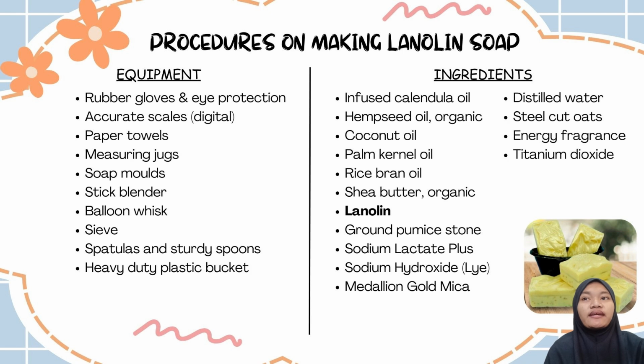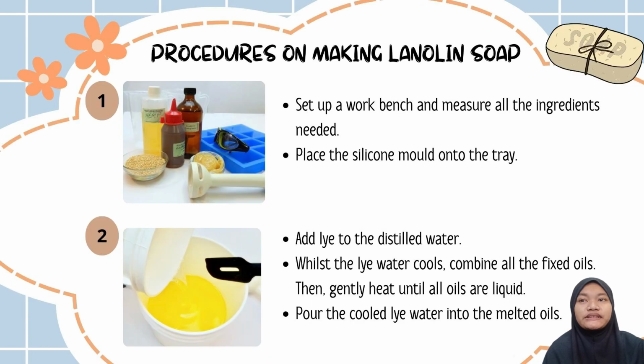As shown on the slide, these are the equipment and ingredients needed. Now, on to the steps. First, set up a workbench and measure all the ingredients needed. Ensure the silicone mold is placed onto the tray so you can tap the mold firmly on the bench during pouring.